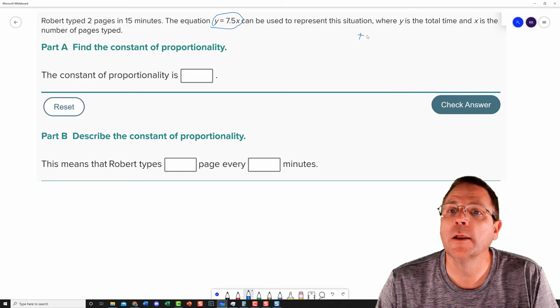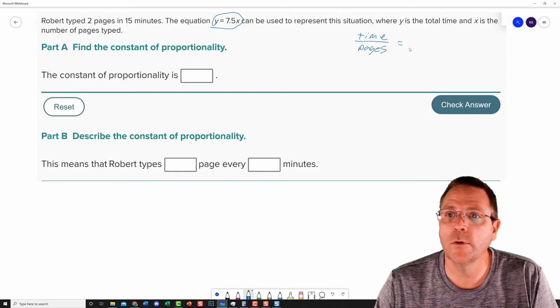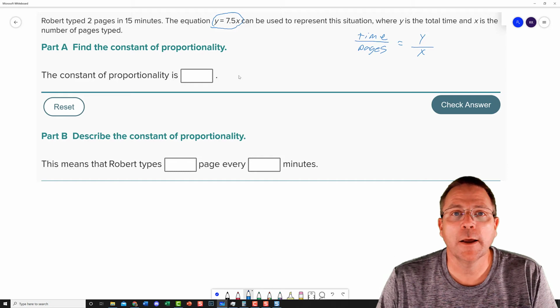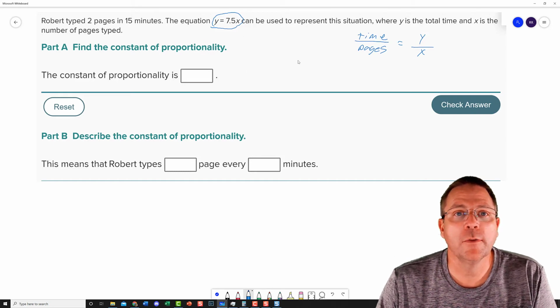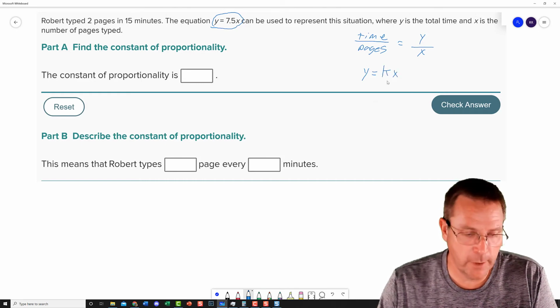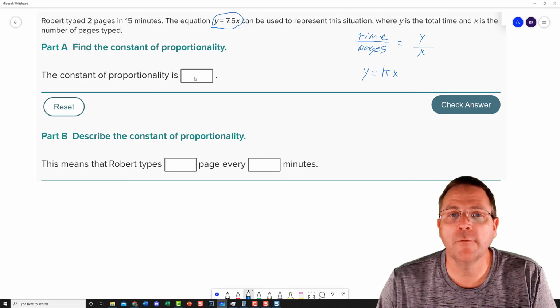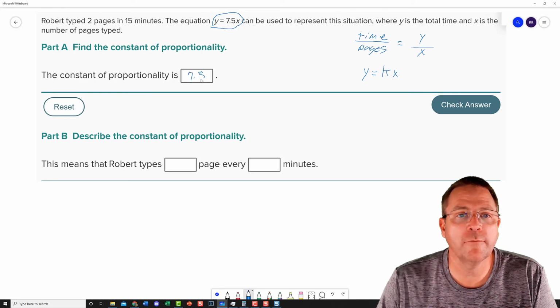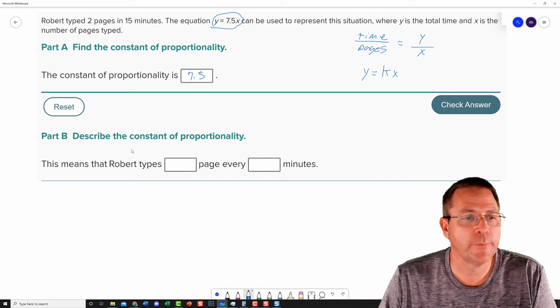Remember, they said that they wanted you to see it in the hint as time over pages, and we have learned before that you will write these as y over x. So we've got time over pages. We know that the constant of proportionality, we have that equation, y is equal to kx, was a formula we have for direct variation. Our k value, therefore, is going to be the 7.5 that we're going to put in right here. Part B, describe the constant of proportionality.